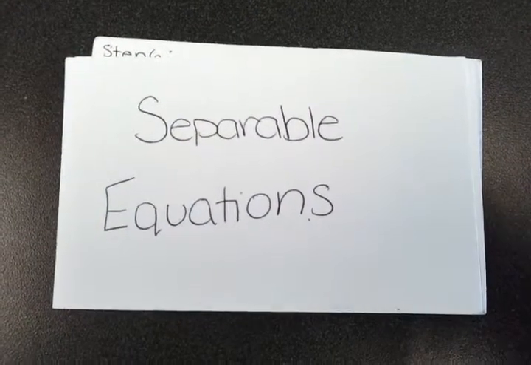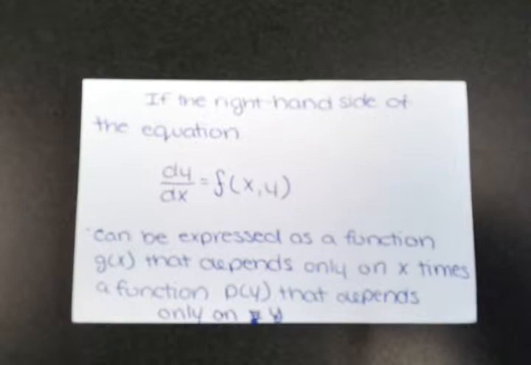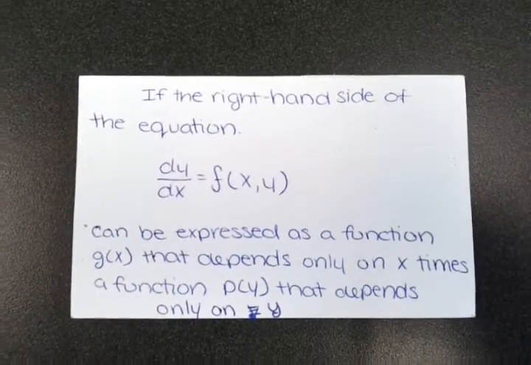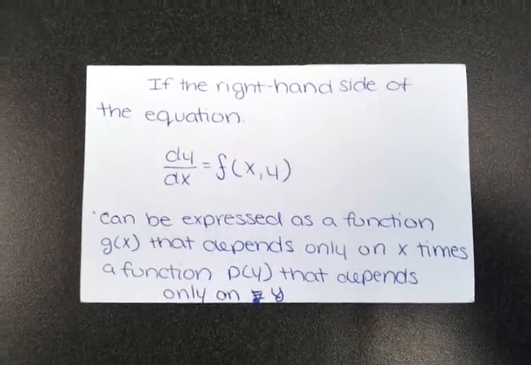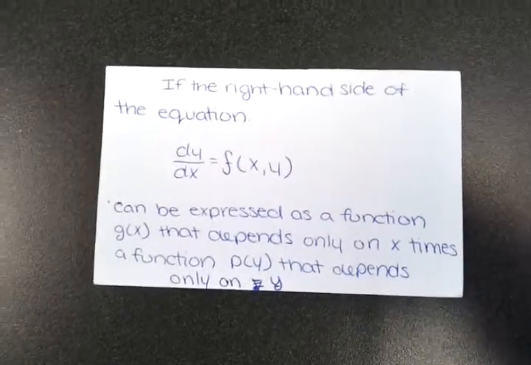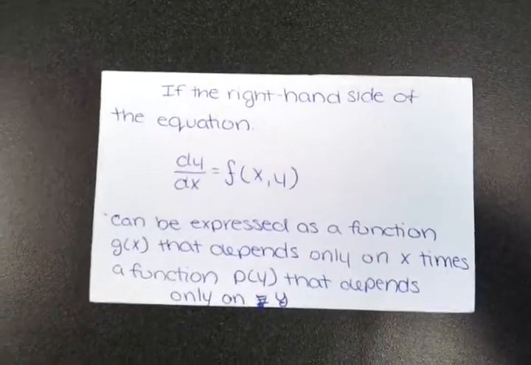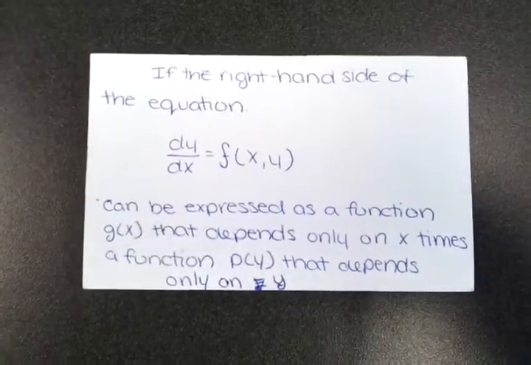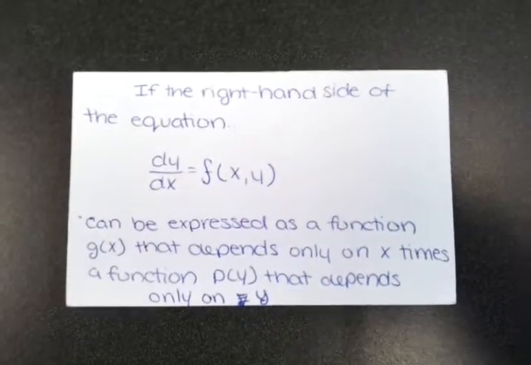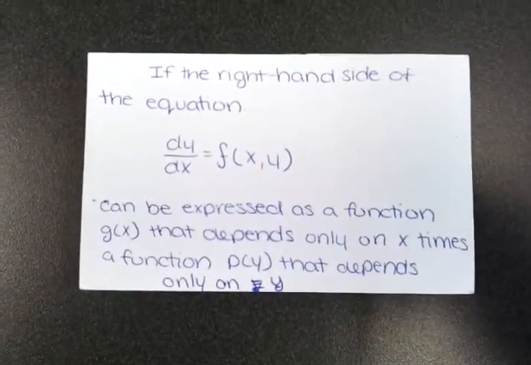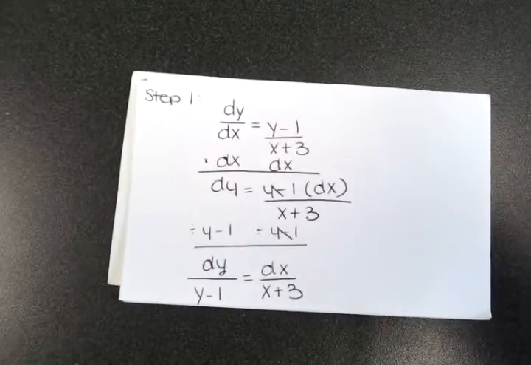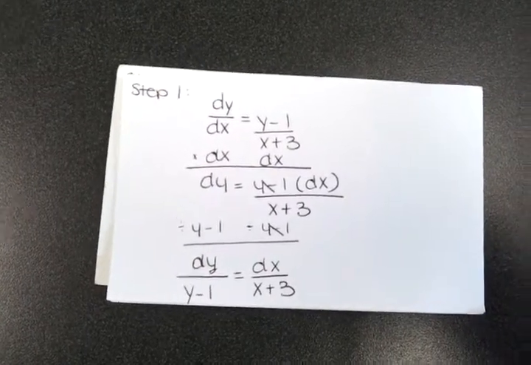The first method is separable equations. This method is used if the right-hand side of the equation dy/dx equals a function of x and y can be expressed as a function g of x that depends only on x times a function p of y that depends only on y. Here I will show you an example of a separable equation.